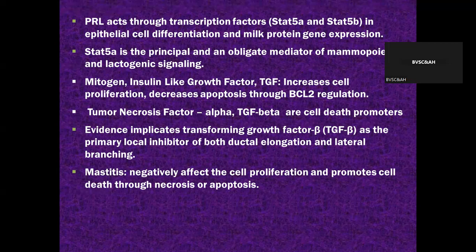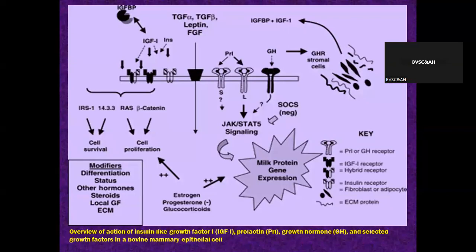Mastitis is a very important condition of the mammary gland, inflammation of the mammary gland due to many reasons, maybe a disease condition, maybe bacterial, maybe many other things. Many other diseases affect the mammary gland. So mastitis negatively affects cell proliferation and promotes cell death through necrosis or apoptosis. So this is, in detail, the mechanism through which mostly growth hormone, PRL, IGF, and insulin act on the mammary gland cells and the production of milk.